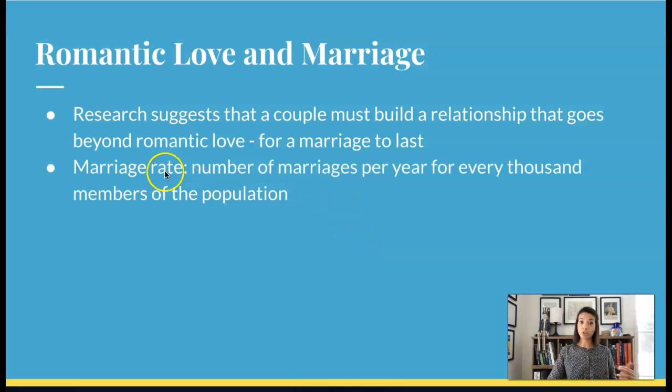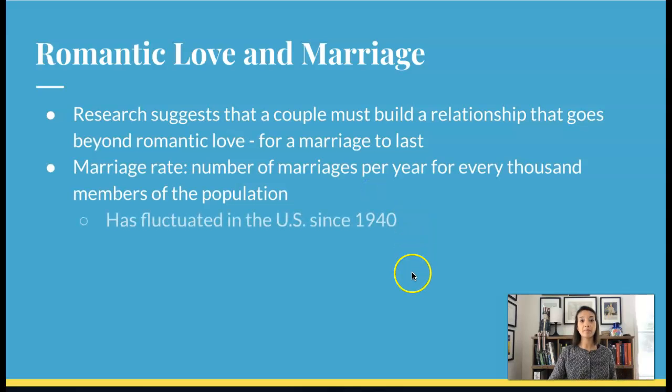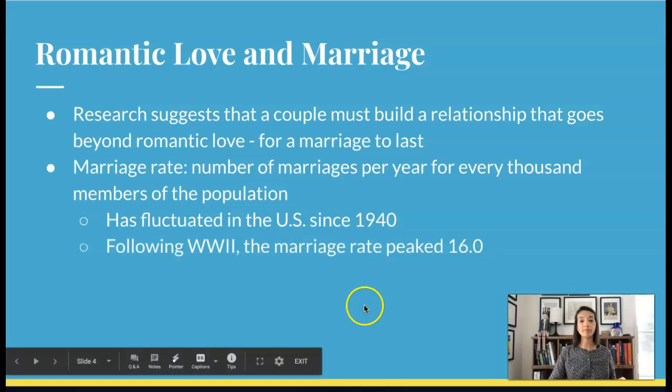So here's the definition of marriage rate. It is defined as the number of marriages per year for every 1,000 members of the population, okay? So I'm going to share some statistics with you regarding the marriage rate. The marriage rate has fluctuated in the US since 1940. And then following World War II, the marriage rate peaked to 16.